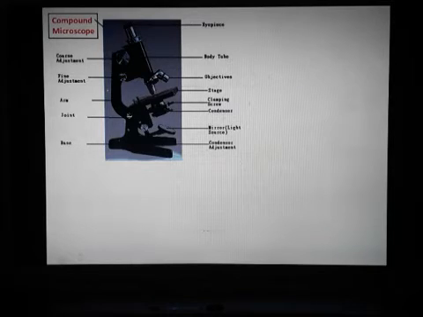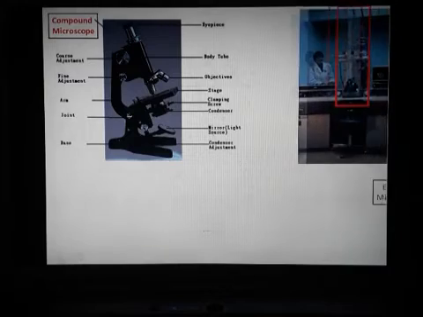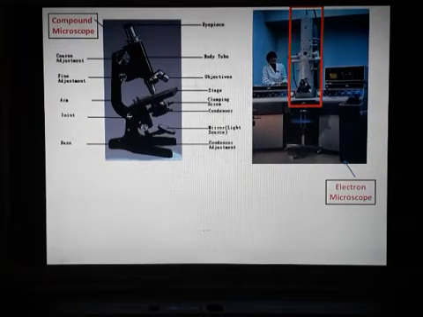Now to see a more magnified image, this compound microscope has a certain limit. It cannot go beyond that. If you want to see a more magnified image, you need to use an electron microscope. Now here is the picture of an electron microscope. You can see this red box is your electron microscope. You can see it's very big, and you can see the person standing next to it. If you compare this with the compound microscope, there's a huge difference.